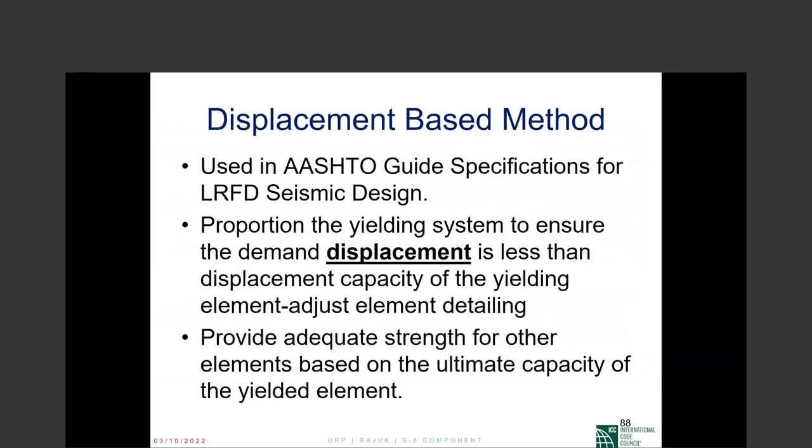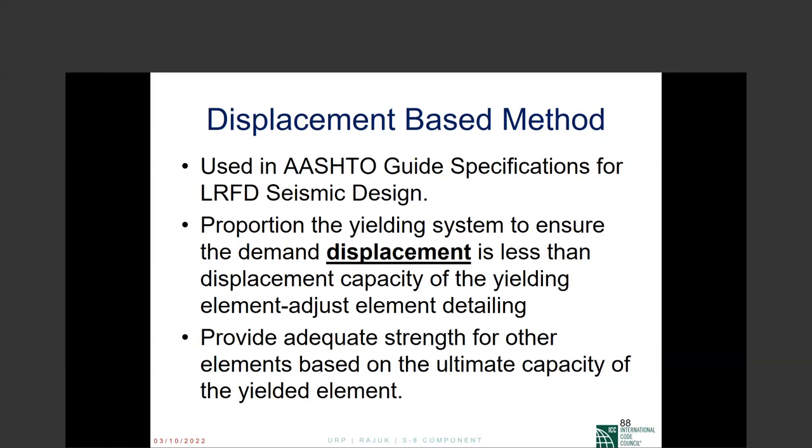While we have the displacement method, what we really want is to provide a yielding system to ensure that the demand displacement is less than the displacement capacity of the yielding element. So here we ask you to do a more detailed type of design. You need to do a curvature analysis for the concrete, so that you will be able to estimate the ultimate curvature. You need to know the length of the plastic hinge. You want to know the ultimate displacement of the element, and you want to make sure that the ultimate displacement is more than the demand displacement, so that you will have a safe design.